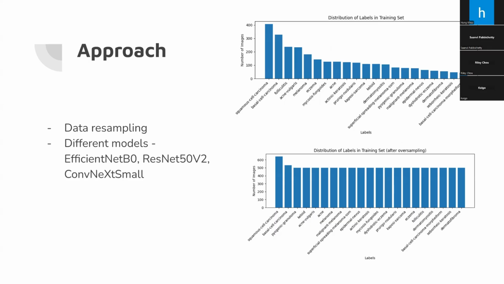The strategy we applied was data resampling. We oversampled the minority class to make the overall distribution look more equal. On the right, there's an image of what our data looked like initially, and then after oversampling, all the disease and skin type categories look a lot more equal. We also took a transfer learning approach to train our models. So we tested various pre-trained models to see which one worked the best, like EfficientNet, ResNet, and ConvNeXt Small, to see which one worked best with the type of data we had.